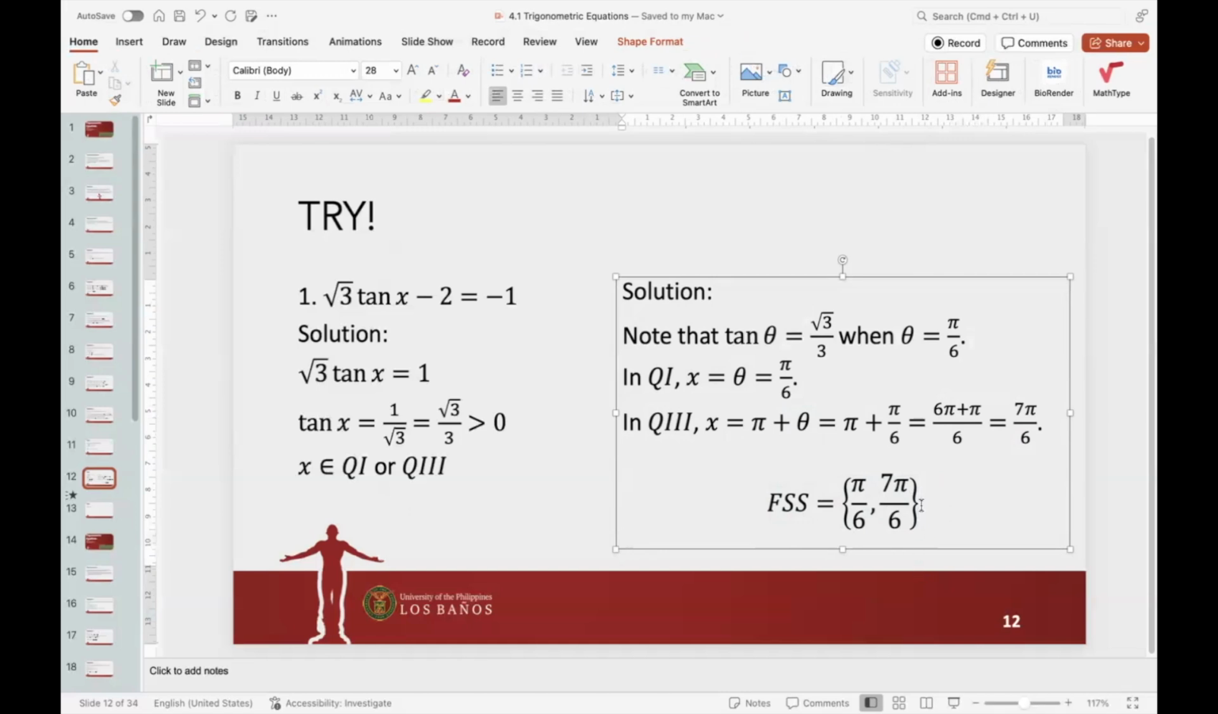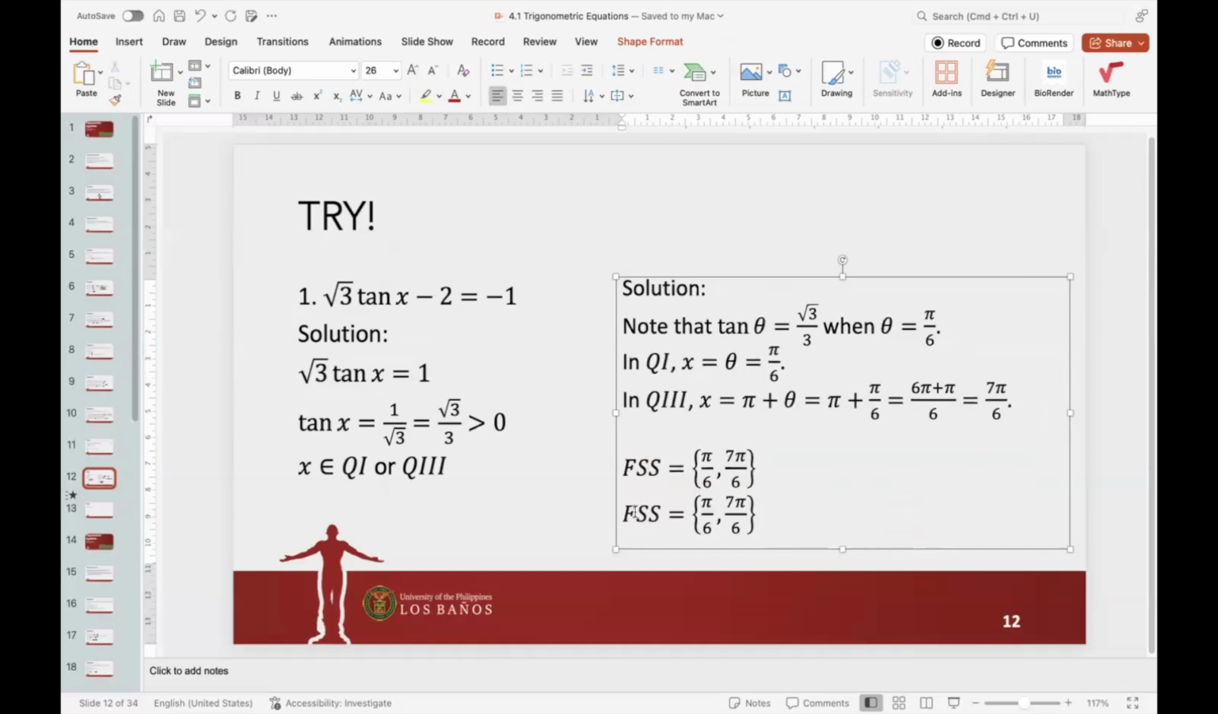And aside from that, it will also follow that our solution set, so we'll just copy this, will be the set containing the elements of your FSS, and we are just adding 2n pi or 2 pi n if you want. 2n pi or 2 pi n will be acceptable. And then plus, this one we also add 2 pi n, again, where n is an integer. And those are your answers for the first one.